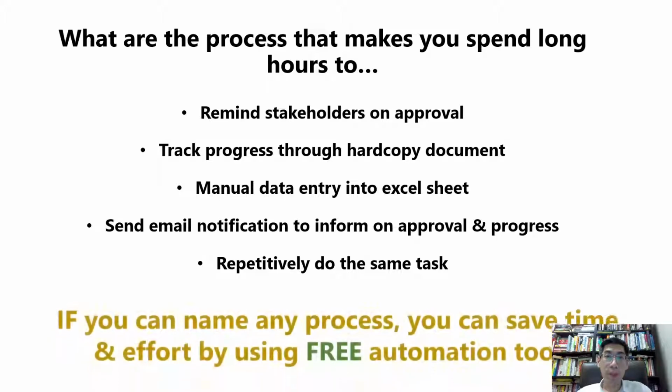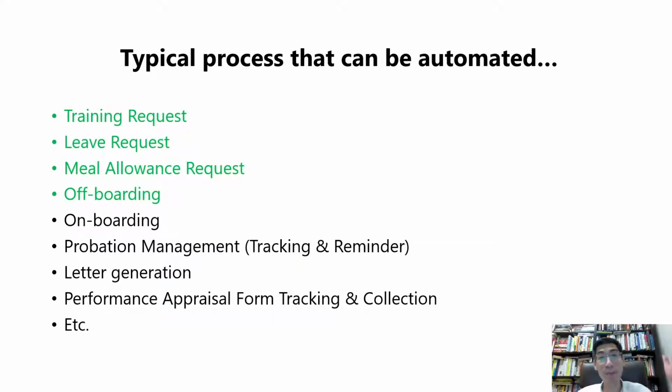So if you are running processes that need you to remind stakeholders on approval, track progress through hard copy documents, do manual data entry into an Excel sheet, and send email notifications to inform of approval and progress, and repetitively doing the same thing all the time, then you can use this free automation tool to reduce all those tedious tasks for yourself. Yeah, so the typical processes that can be automated are listed here, and there'll be more, according to your imagination.